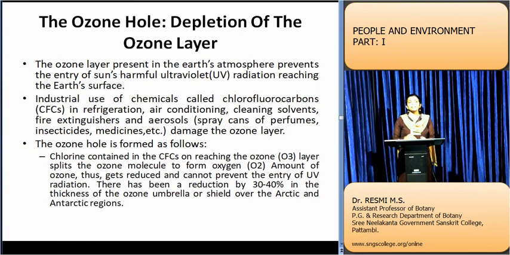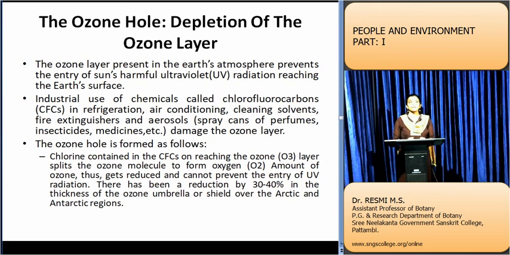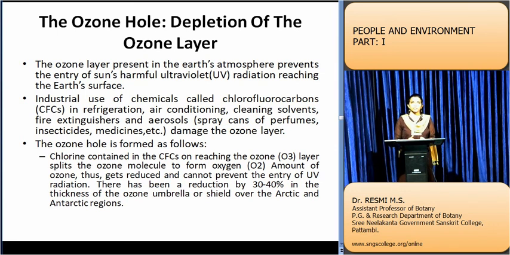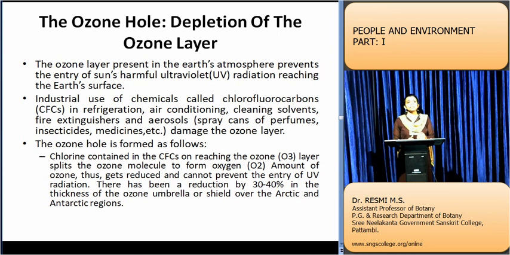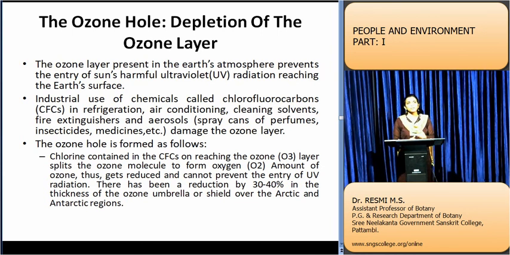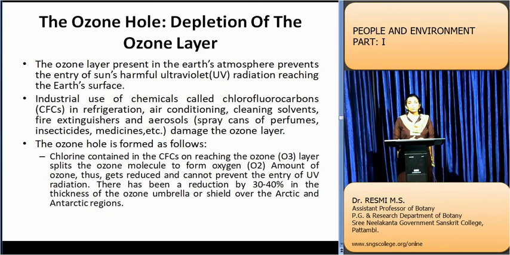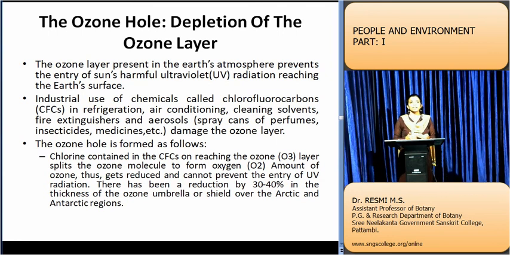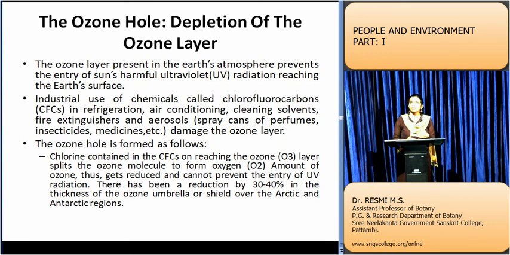reaching the earth's surface. But the industrial use of chemicals such as chlorofluorocarbons in refrigeration, air conditioning, cleaning solvents, fire extinguishers and aerosols can cause an overall increase in temperature, and can affect the ozone layer indirectly. The ozone hole is formed as a result of a certain reaction, because CFCs react with ozone, which is O3, and convert it into oxygen, O2. So it converts the O3 layer into O2 molecules, and these O2 molecules cannot prevent UV radiations from directly entering the atmosphere.